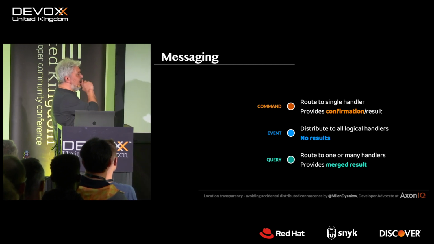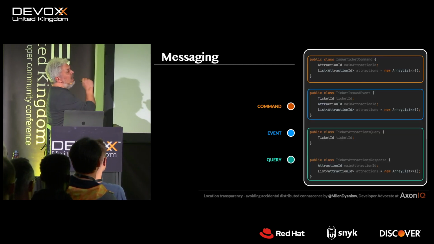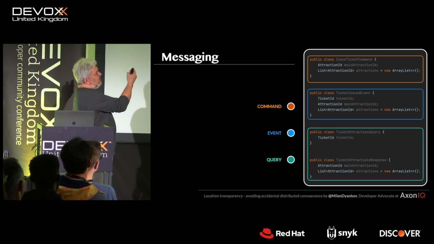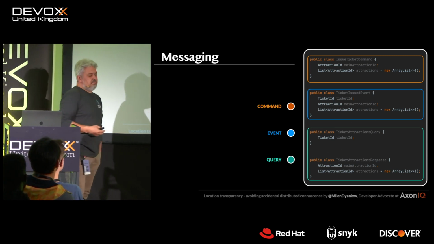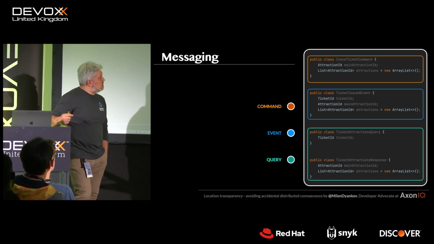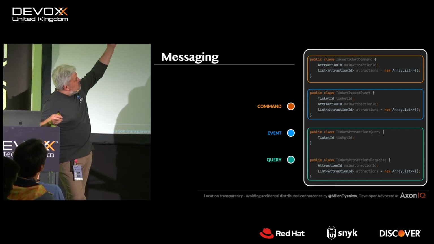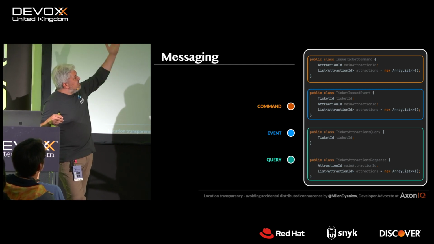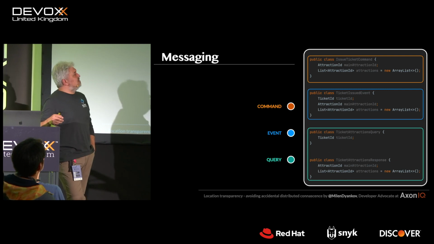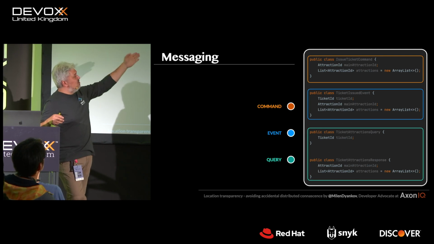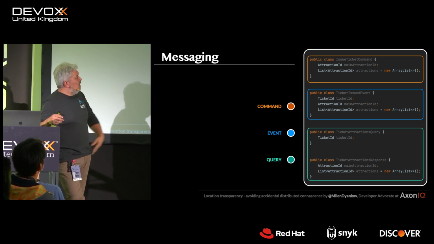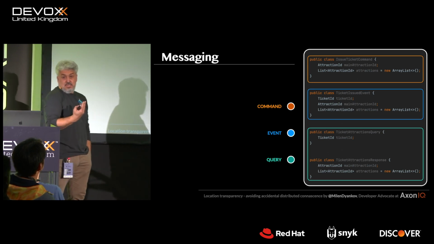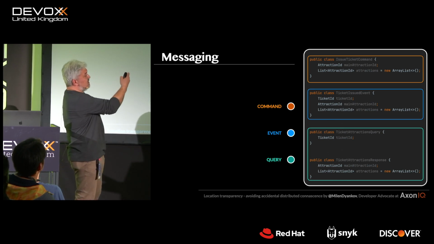So how do we do that? What about defining those types of messages as POJOs, plain old Java classes? So we have a class called IssueTicketCommand, and it has some fields, main attraction, list of attractions, and that's it. It's a command. It basically says, I want someone to give me a ticket for this main attraction and these attractions, right? And then we have an event. An event is past tense because things have happened already, right? So it is TicketIssuedEvent.